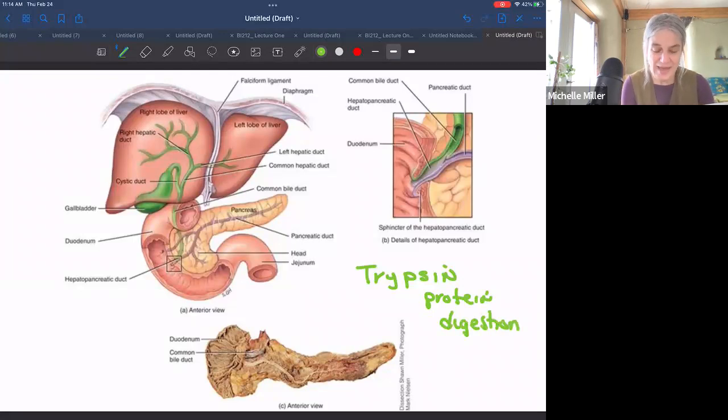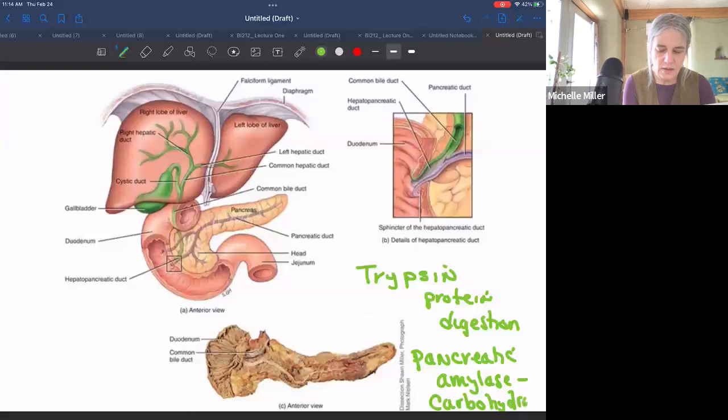We have pancreatic amylase, which breaks down carbohydrates. We talked about salivary amylase, which does the same thing in your mouth. So this breaks down the carbohydrates even further, so that eventually the glucose and the fructose, for example, can just travel across the lining of the small intestine and into our blood. We also have lipases, which break down lipids.